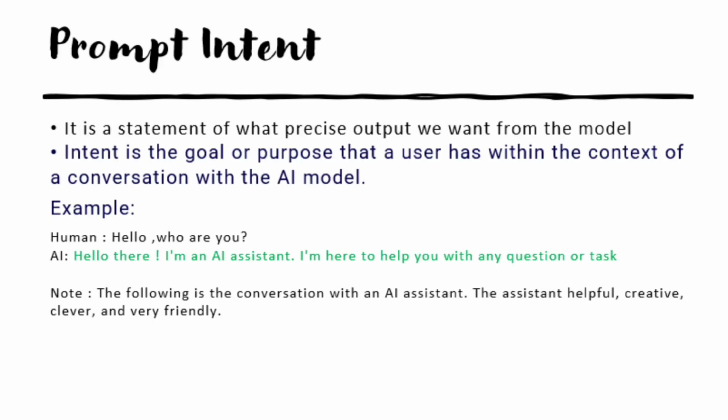So prompt intent: the intention has to be clear, right? What output you want to get, first you have to be clear about it. Unless you are clear, the AI will not be able to understand your question, and then it will not give you the resultant outputs. So your intent should be correct.